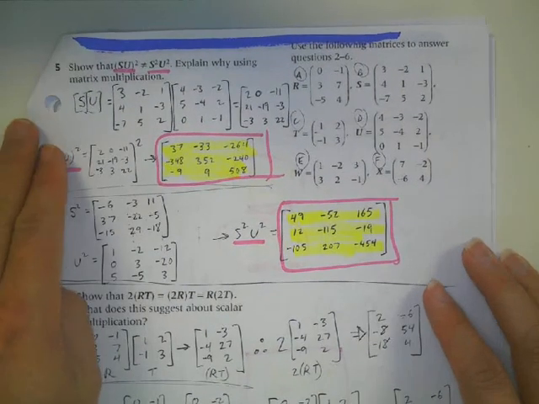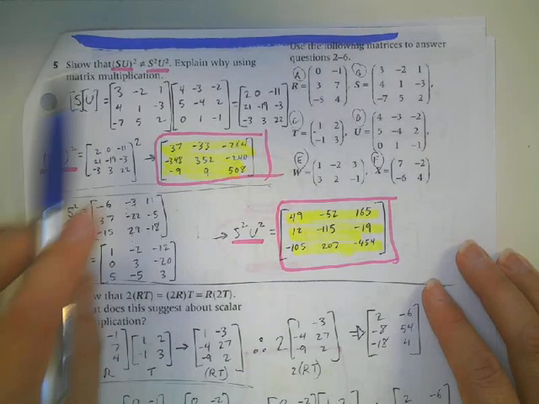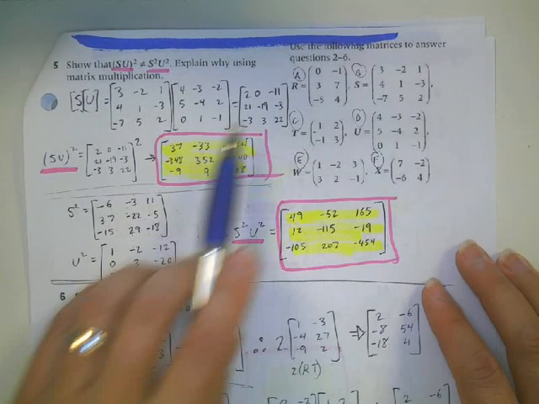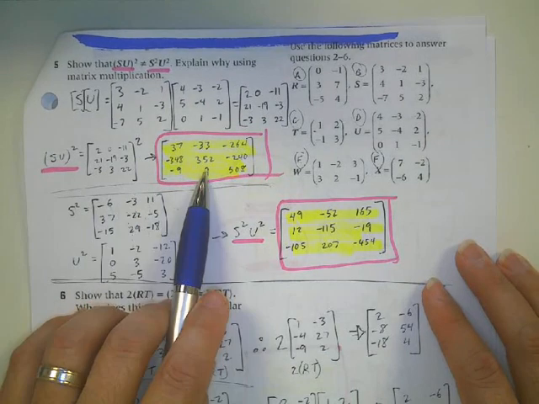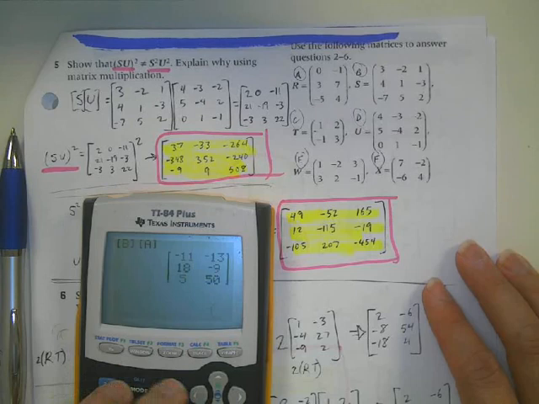And then question number 5. SU squared, so I multiplied S times U to get me this. And then I square these values. I just put this into the calculator. Here, let me show you what I did. I think that's a useful thing for you to see.